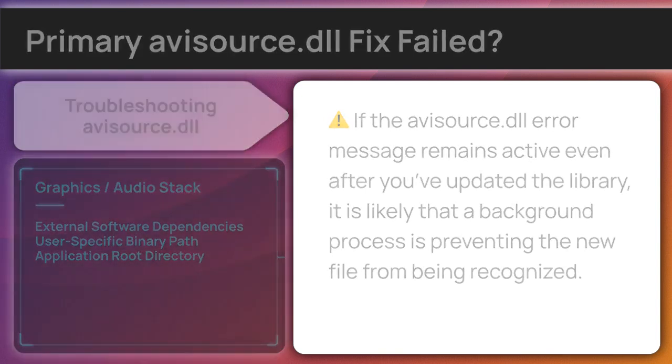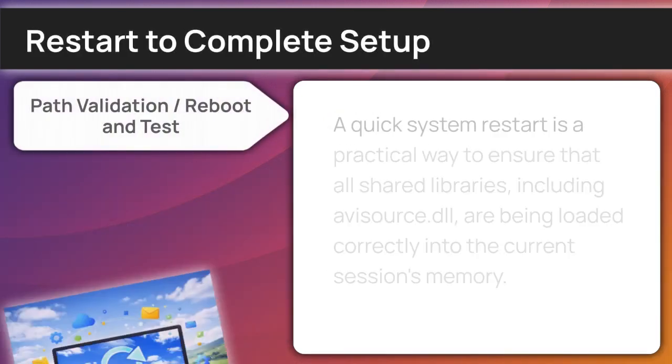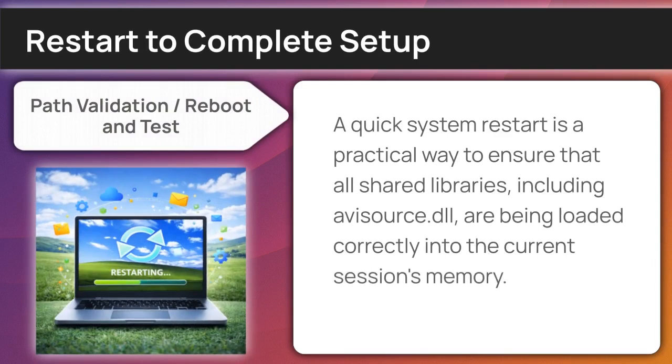If you are still encountering the error after following the official setup, it's time to investigate the underlying system architecture. A full system restart ensures that no background processes are currently locking the Avisource module file. A fresh boot allows Windows to reinitialize its library map from a clean state.